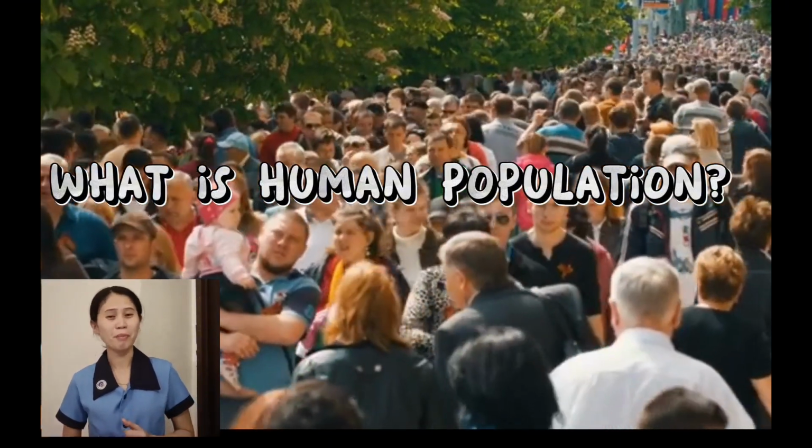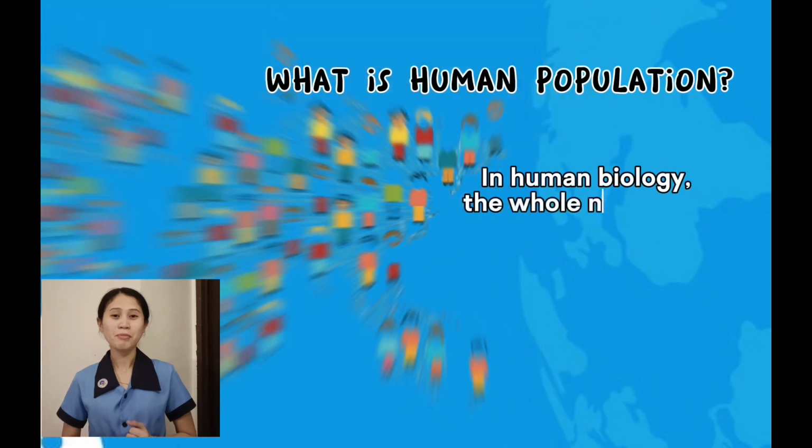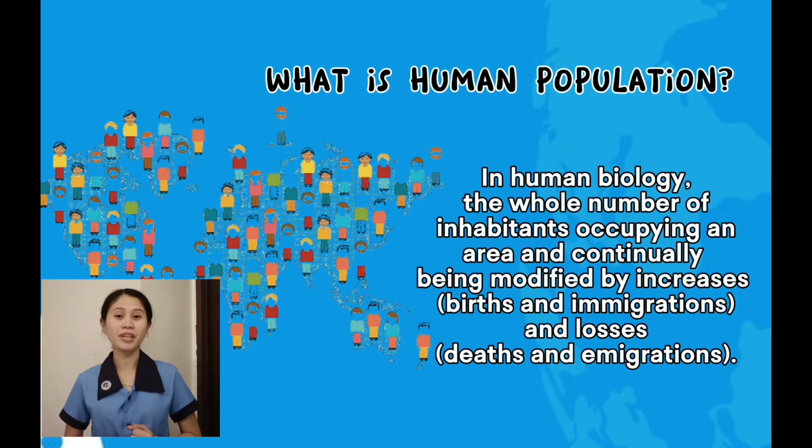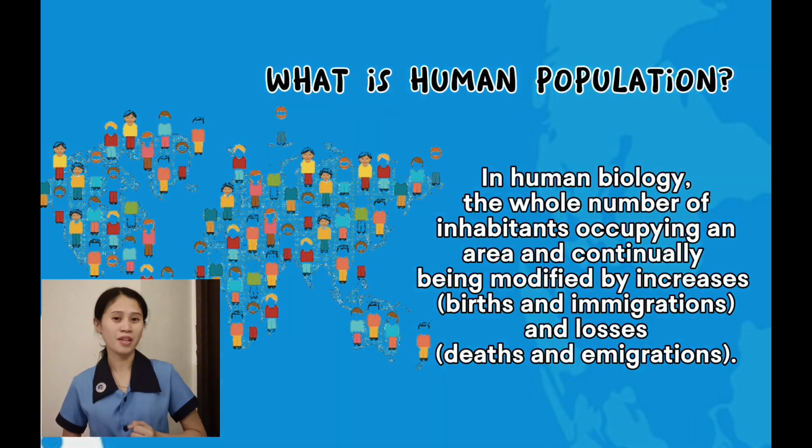So what is human population? In human biology, it is the whole number of inhabitants occupying an area, continually being modified by increases of births and immigrations and losses by deaths and emigration.